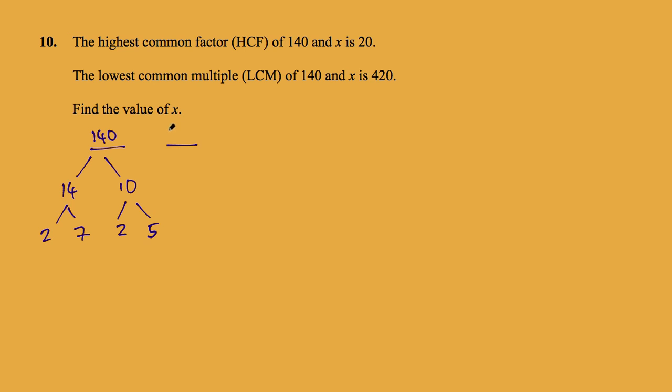I don't know what is in x, but if I look at these, the highest common factor of 140 and x is 20. So if this is 140 and this is x, the factors they have in common multiply to 20, which is 2 times 5 times 2. And the remaining factor of 140 is 7. And when I multiply all of these by the number that's missing in here, I would get to 420.